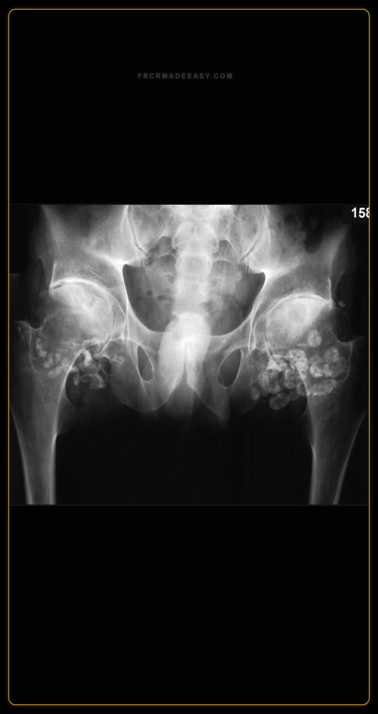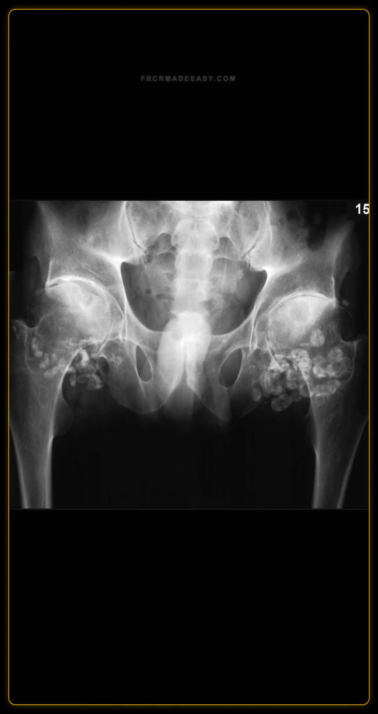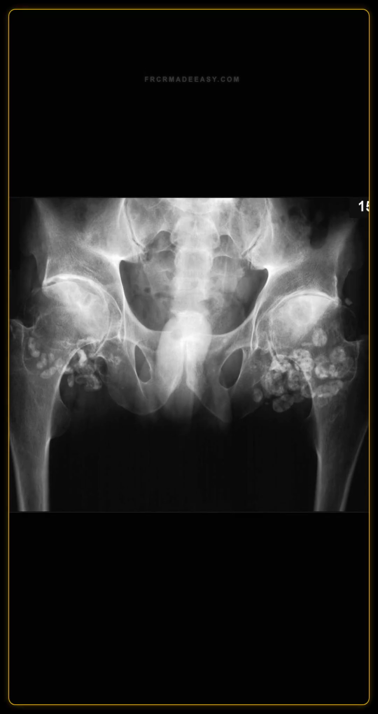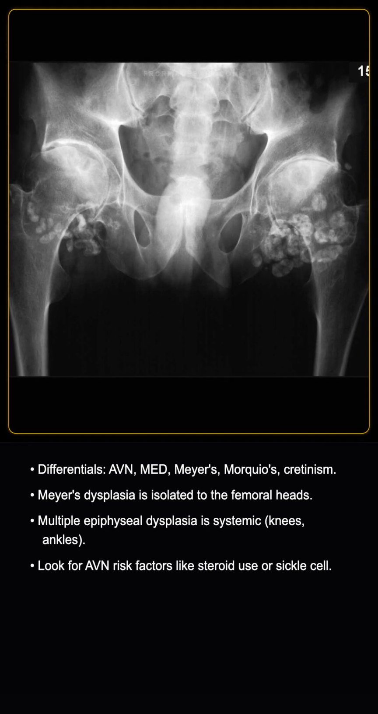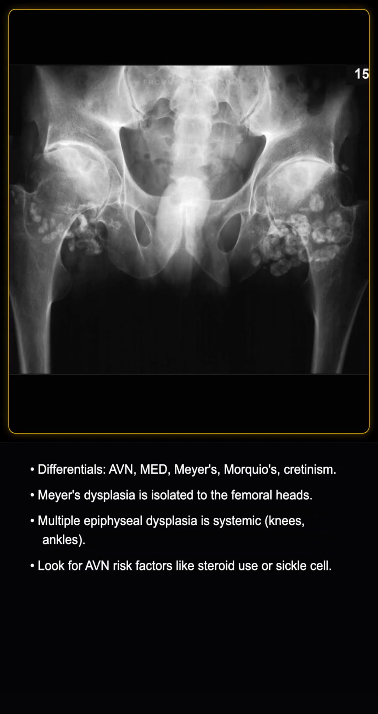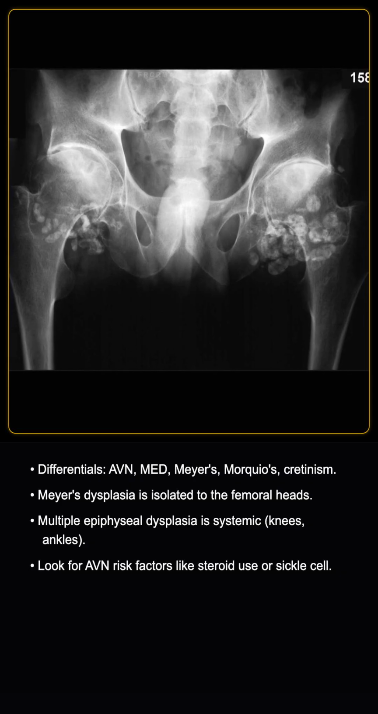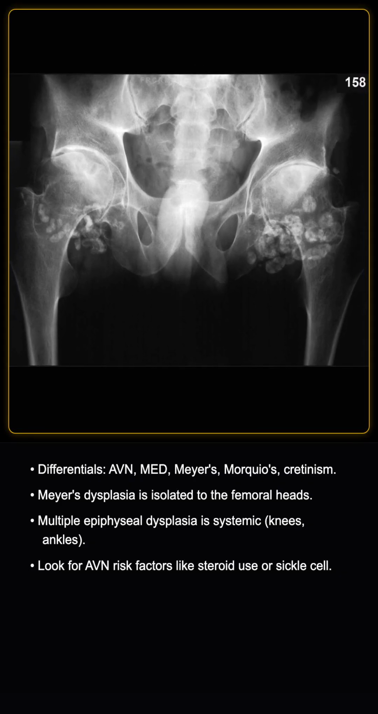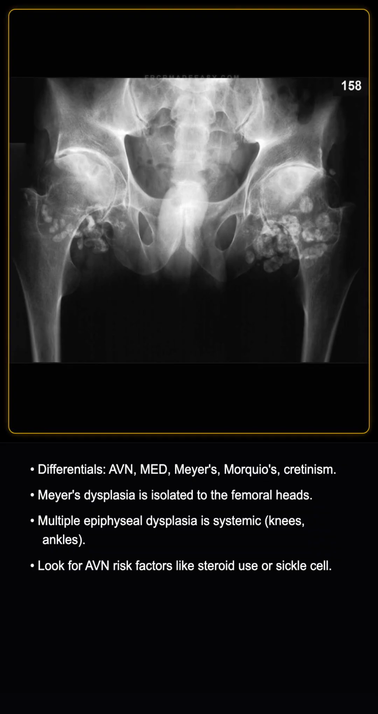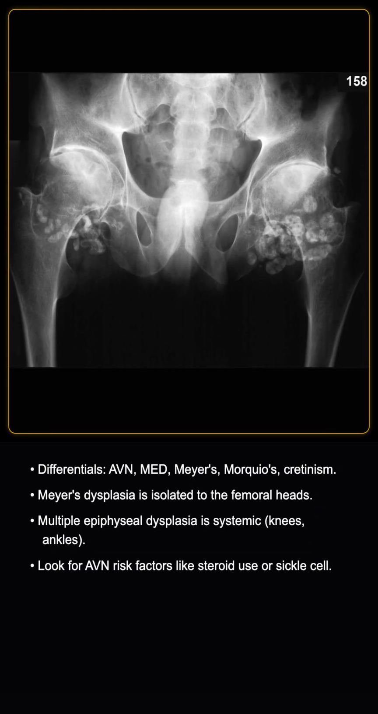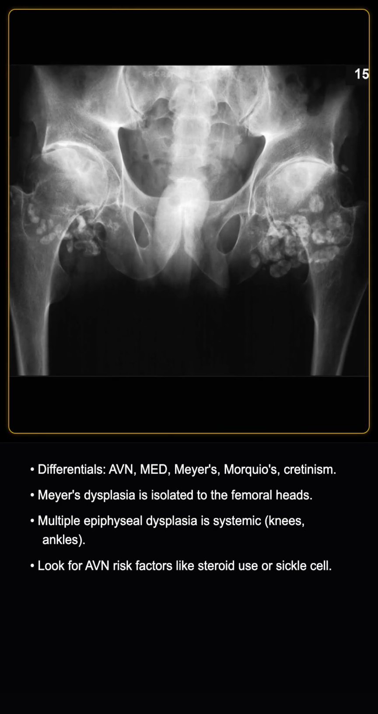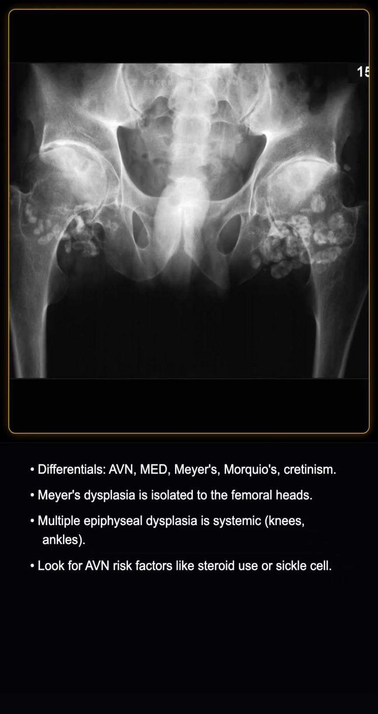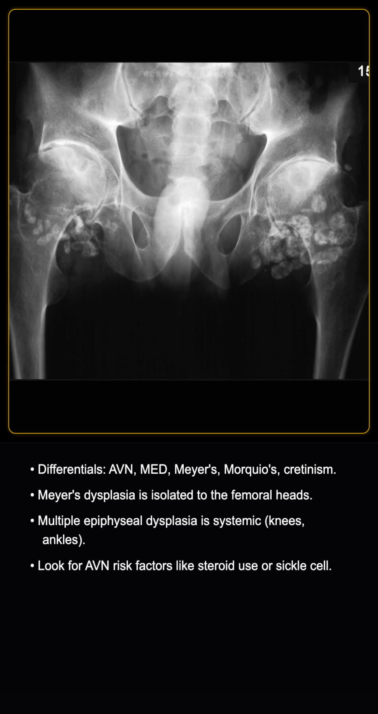What is the differential diagnosis for stippled or irregular femoral head epiphyses, and how do we distinguish between them? The differential diagnosis for irregular epiphyses includes avascular necrosis, multiple epiphyseal dysplasia, Meyer's dysplasia, Morquio's syndrome, congenital hypothyroidism, and chondrodysplasia punctata. We can distinguish Meyer's dysplasia from multiple epiphyseal dysplasia because Meyer's is strictly confined to the upper femoral epiphyses, whereas multiple epiphyseal dysplasia is systemic and affects the knees, ankles, and tarsal bones.